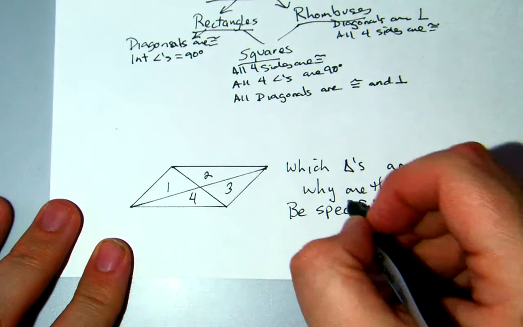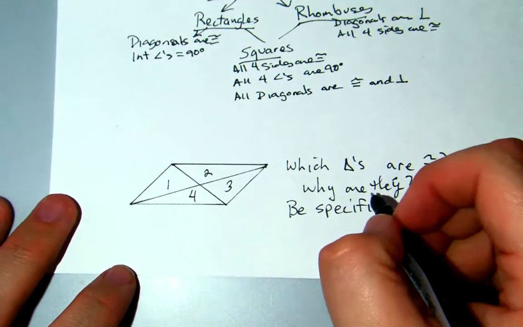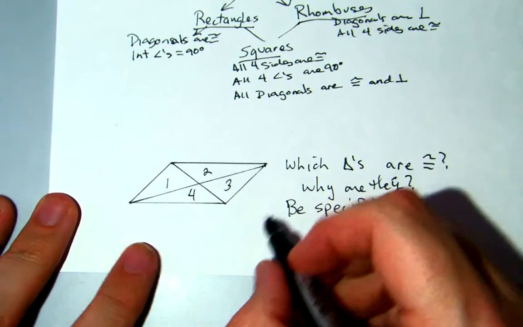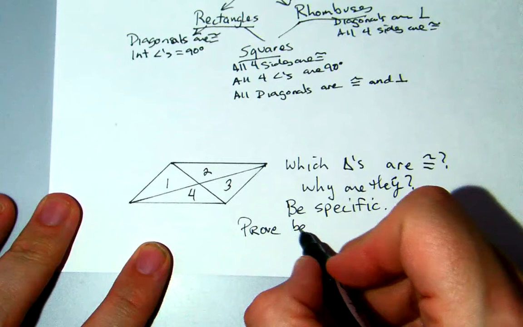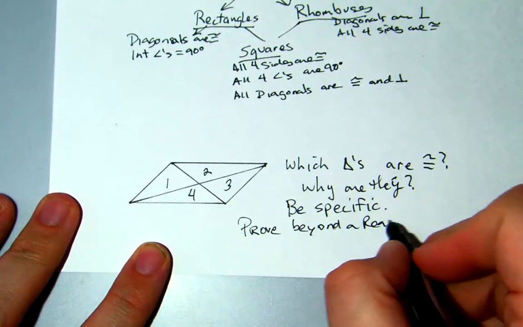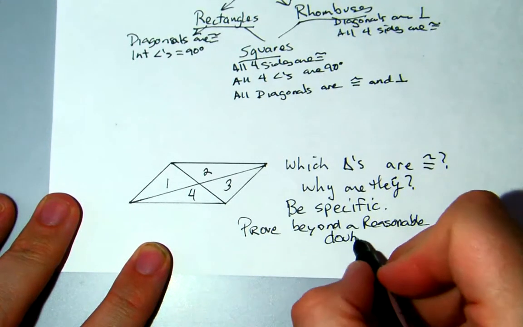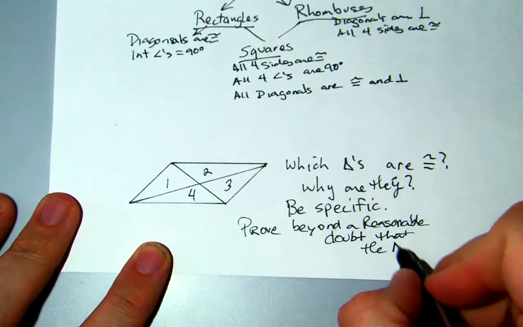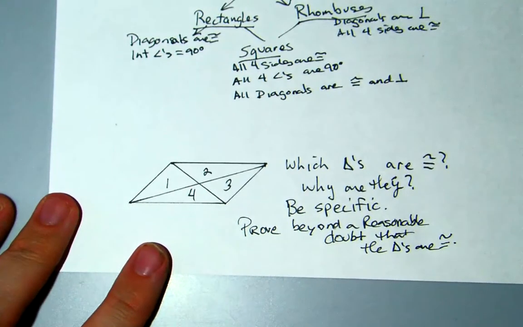Remember, it's the closing arguments of a huge trial. You have to prove beyond a reasonable doubt that the triangles are congruent. Good luck.